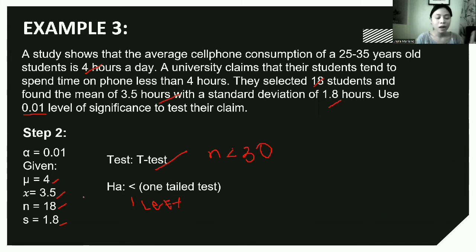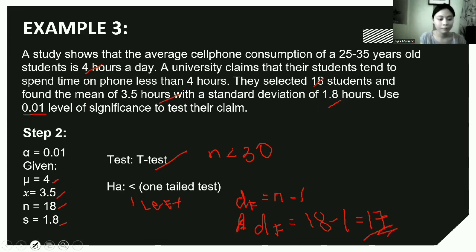Ayan. So sa t-test pala guys, may df pa na tinatawag. So df is equals to n minus 1. So yung n natin, which is 18. 18 minus 1 is equals to 17. So ito yung value ng df natin.